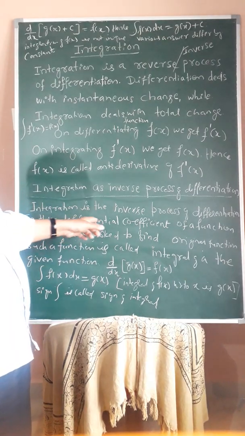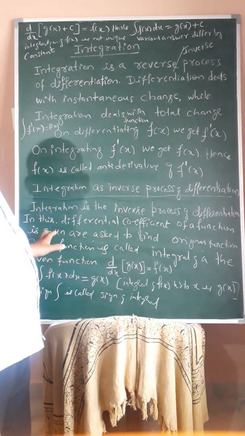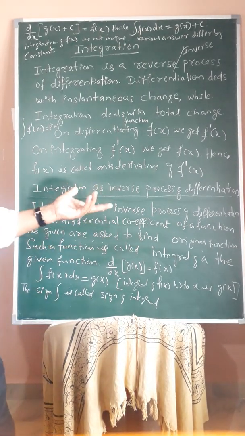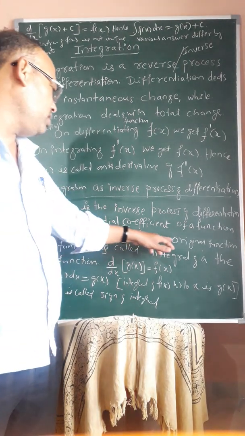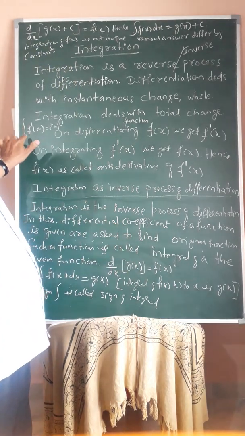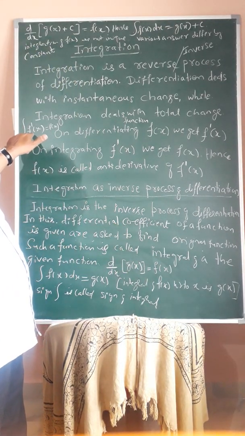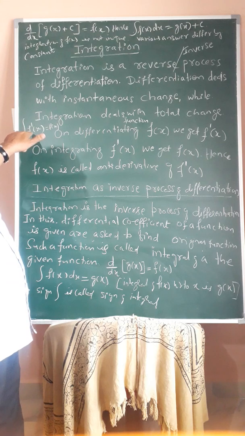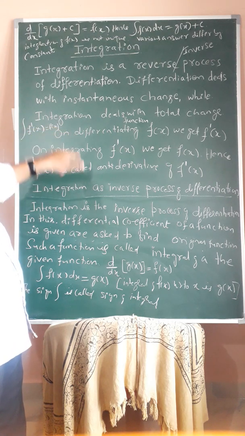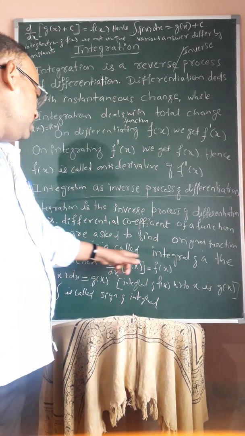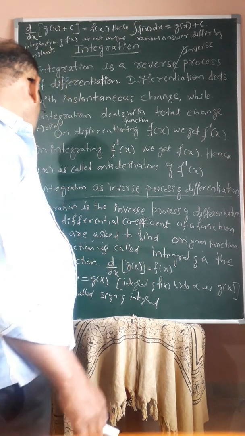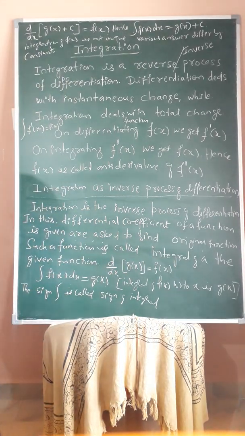In this, the differential coefficient of a function is given. Differential coefficient means dy by dx or f dash of x is given, and we are asked to find the original function. So, the derivative is given and we have to find the original function. Such a function is called the integral of the given function.